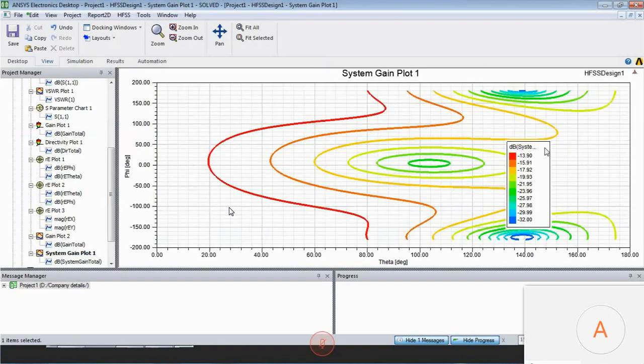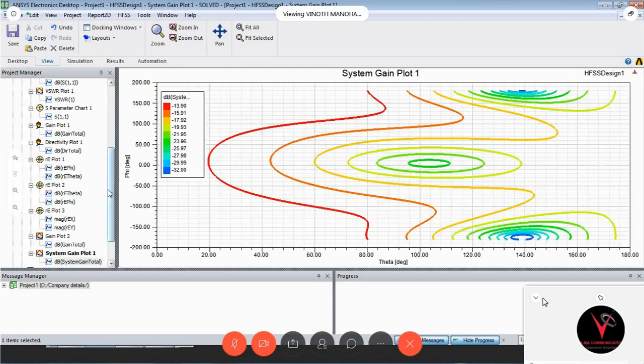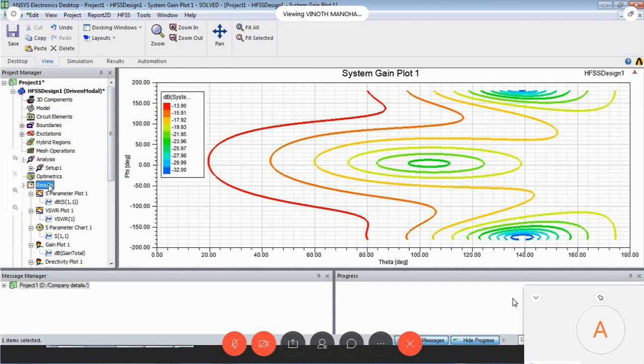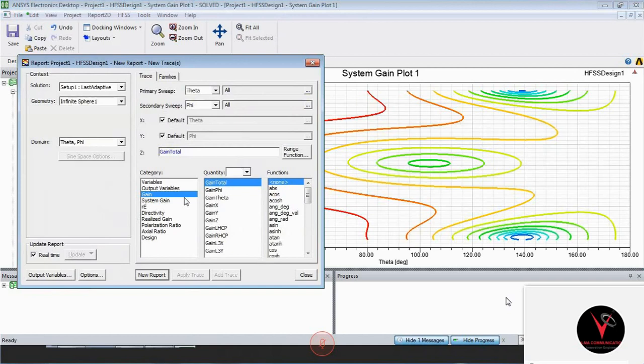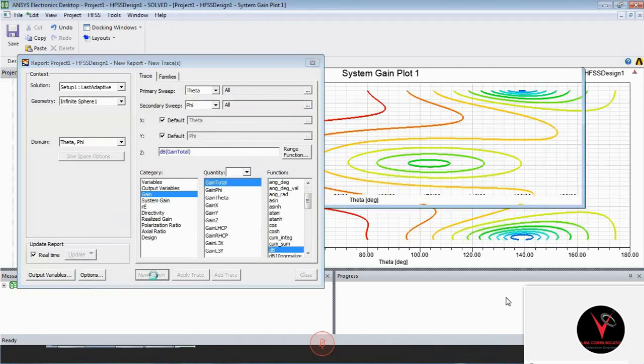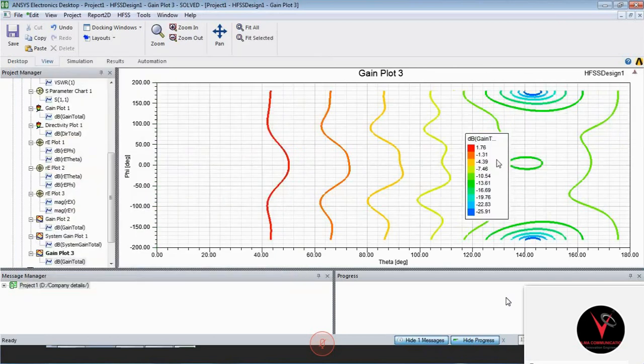Here we got a system gain. That system gain has a mostly negative progress, so you need to analyze the gain also. You go to results, right click on far field, go for rectangular contour plot, select gain in dB, and give a new report. You get the system gain. In a heavy working condition, that means continuous working condition, the antenna gain is 1.76 dB.